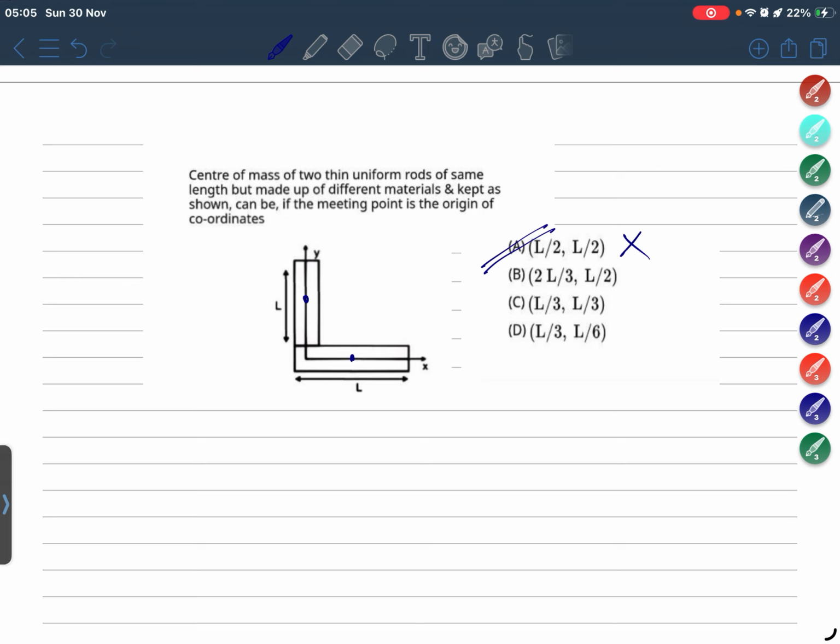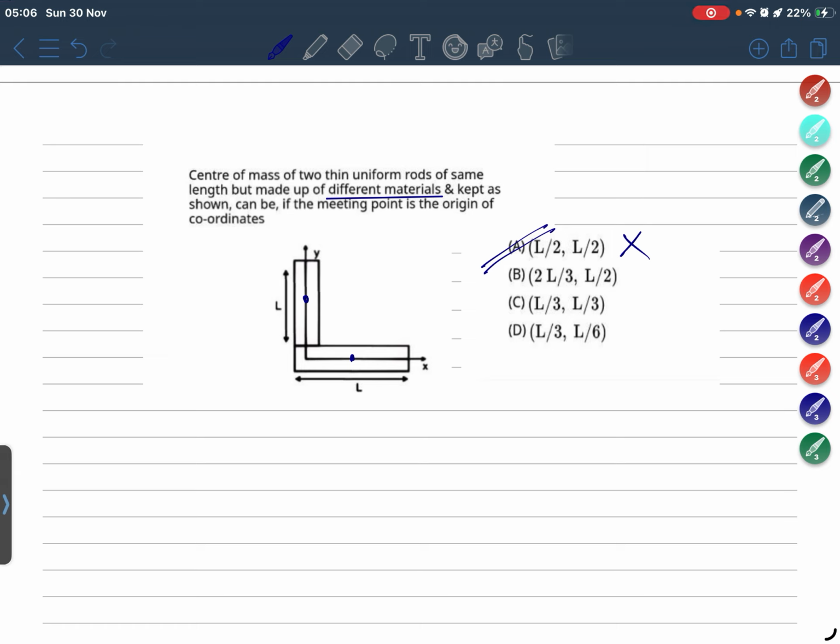Because if you read this question carefully, you will find that it's clearly mentioned that these rods are of different material. What does it mean? Different material means there is non-uniformity in the system. One rod is of density rho 1, then another rod is of density rho 2.